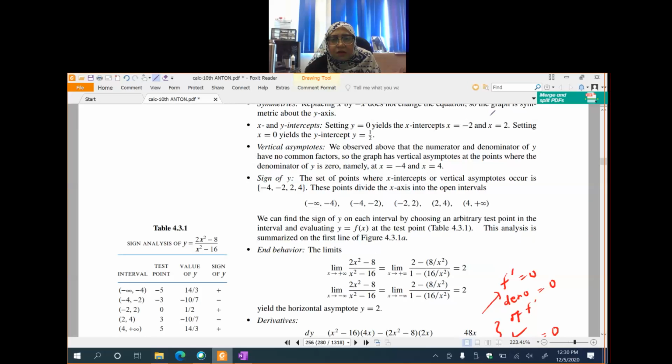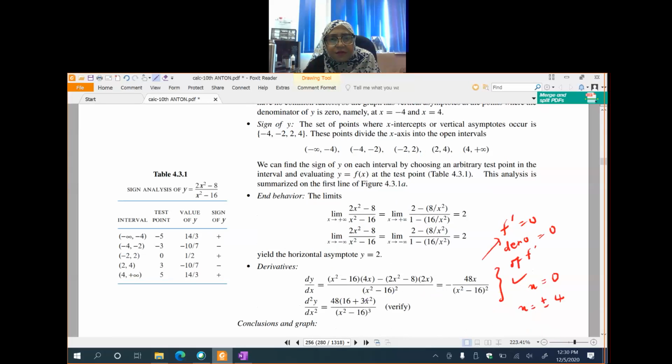So the vertical asymptotes are at plus minus 4.